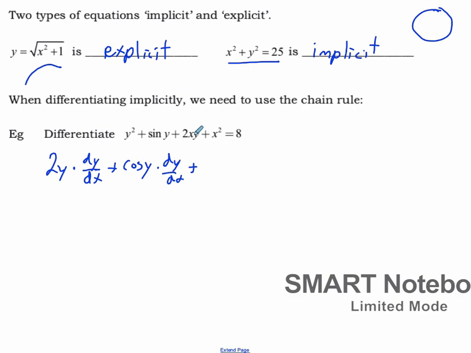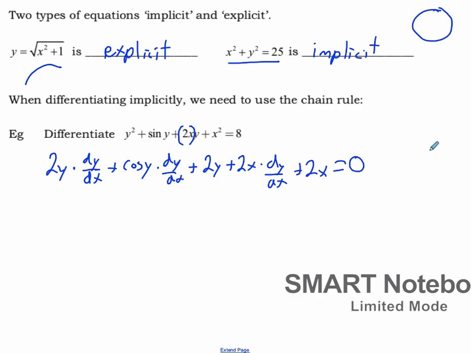And now we have actually a product of functions. One function is 2x, the other one is y. So we've got to use the product rule. The derivative of 2x is just 2, so we have 2y plus 2x times the derivative of y, which is again dy/dx. And then we've got the derivative of x squared, which is 2x. And on the other side, the derivative of a constant is just 0, right?